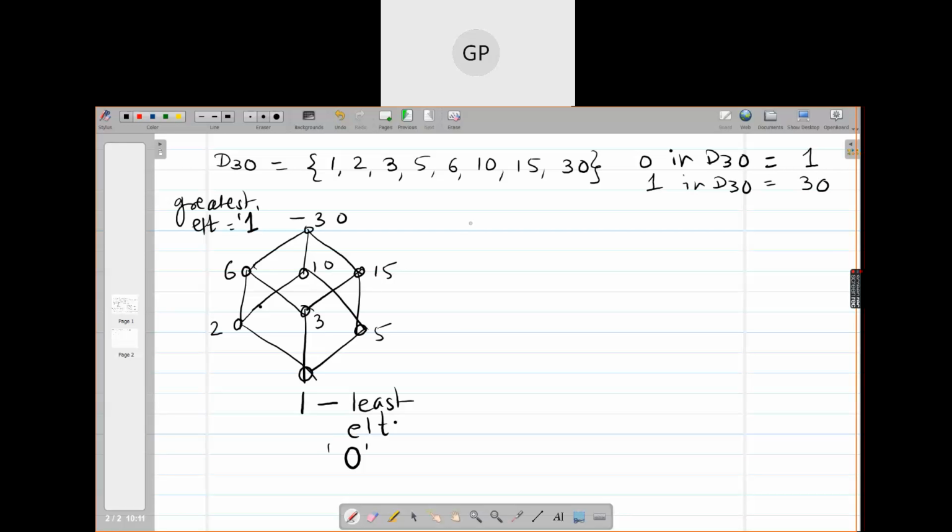So what we want to do, we want to find out for every element, the other element, such that वो दो elements का meet 1 हो और join 30 हो. So 1 के लिए आपको क्या मिल रहा है? 1 meet 30. What is 1 meet 30?